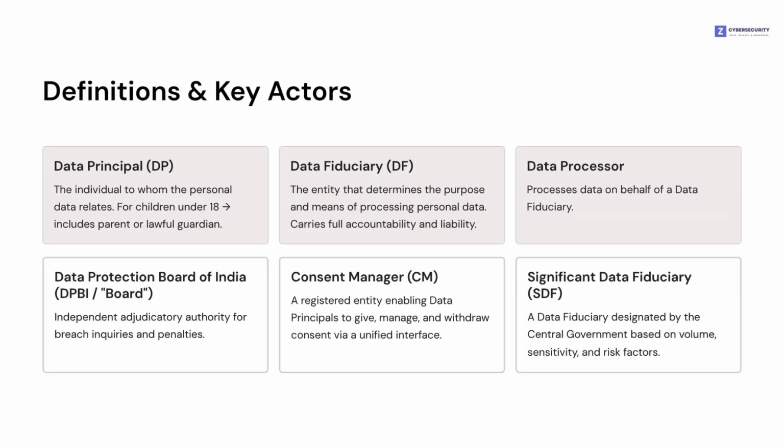Key actors under the DPDP Act. A data principal is the individual whose data is being processed. If someone is under 18, their parent or guardian becomes the decision maker. A data fiduciary, likely your organization, is fully accountable for why and how personal data is processed. A data processor is your vendor: HRMS tools, payroll software, CRMs, background verification agencies. Then you have the Data Protection Board of India, the enforcement authority that conducts inquiries and issues penalties. Consent managers are regulated intermediaries that let individuals manage consent across platforms.